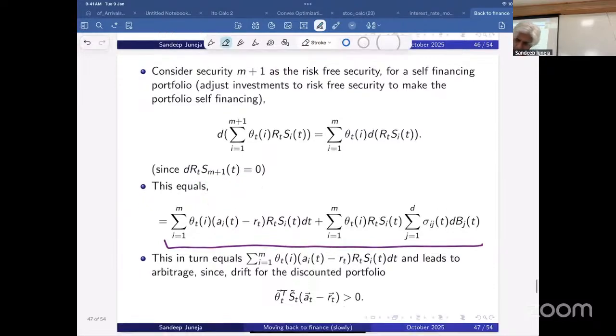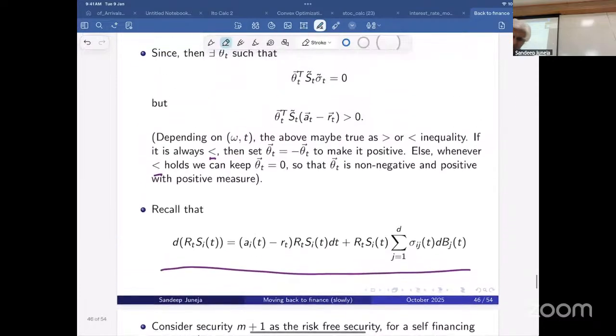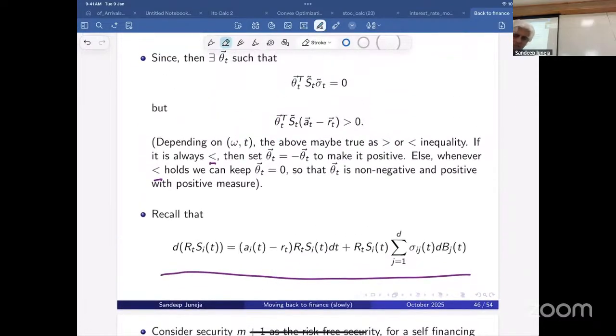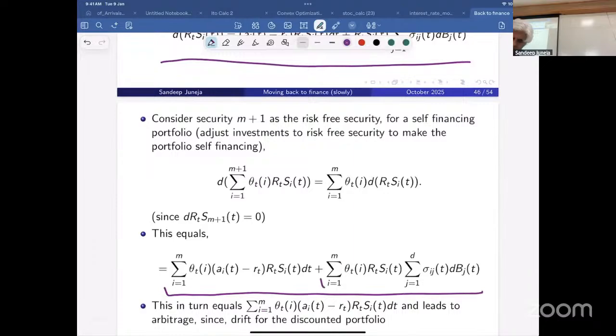Right? Basically, what have I done? I've chosen my theta in such a way that all my noise cancels. That's a big thing here. All my noise is canceling here. So this is canceling and my drift is positive. The drift of the discounted portfolio is positive.